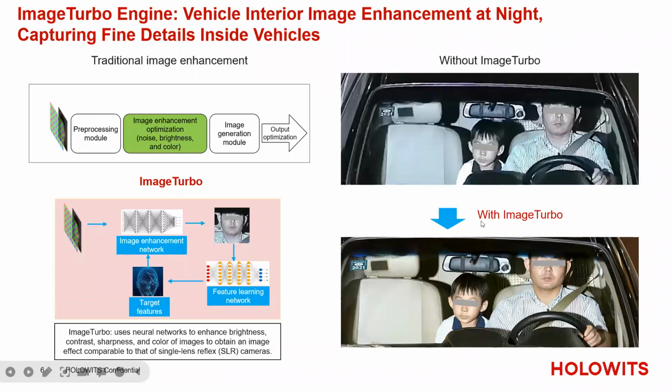Now we go to the image turbo engine. These two images show the difference between traditional image enhancement algorithm and our image enhancement algorithm. This is the traditional, and this is HOLOWITS. And you can see the two images on the right, and our image has better result. You can see the difference.